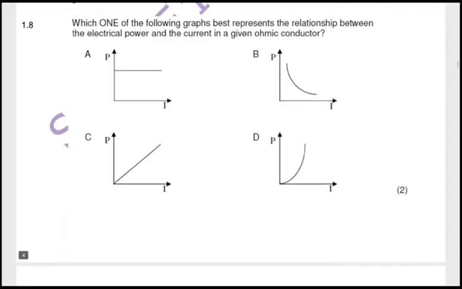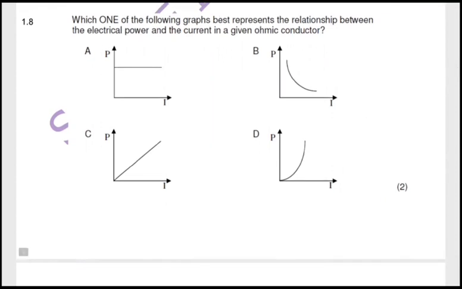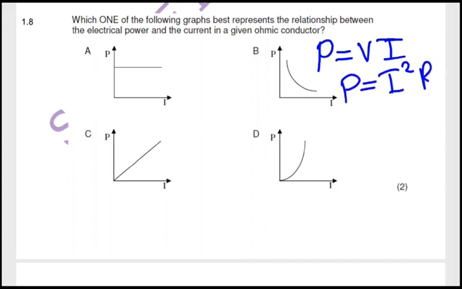1.8. Which one of the following graphs best represents the ratio between electrical power and the current in a given ohmic conductor? Now, there are three power equations that we need to be aware of. One says P is equal to V times I. The next says P is equal to I squared R. And the other says P is equal to V squared over R.